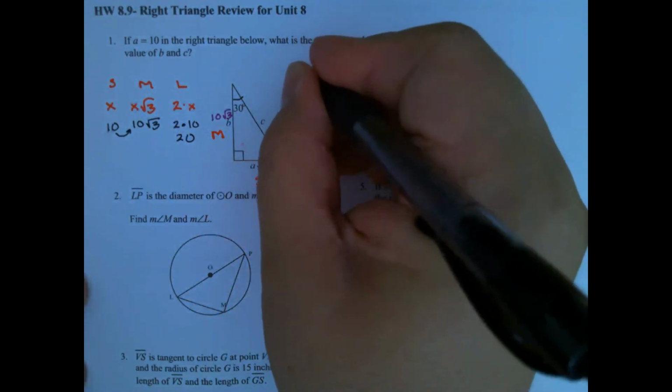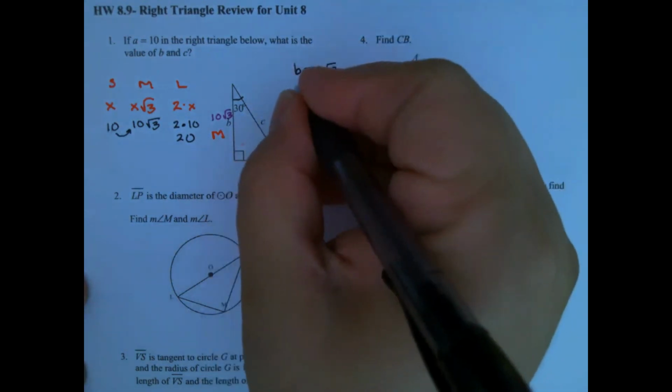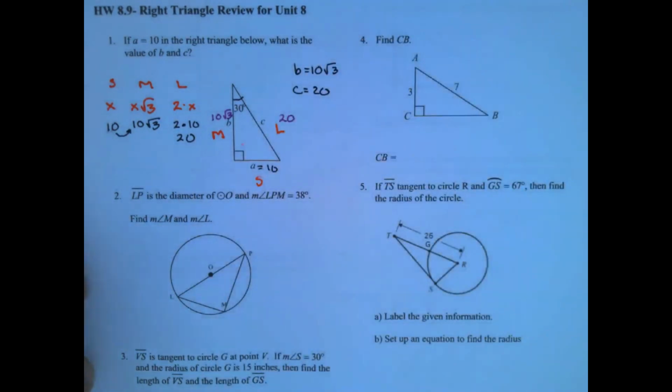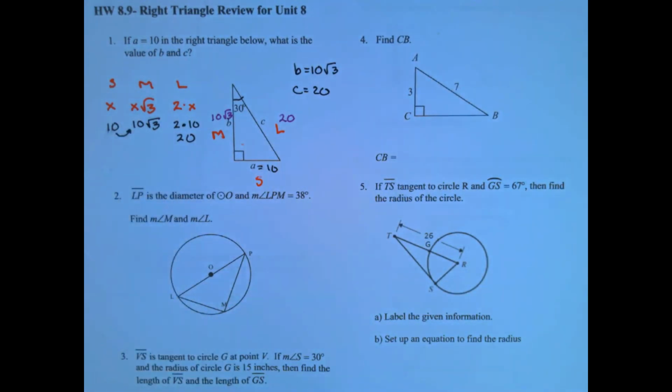They said, tell me what little b is. Well, that's 10 radical 3. They said, tell me what little c is. Well, we have a 20. But that's why it's already in your word wall. We have this note, and this is from a previous unit, but it should be there and ready to go.